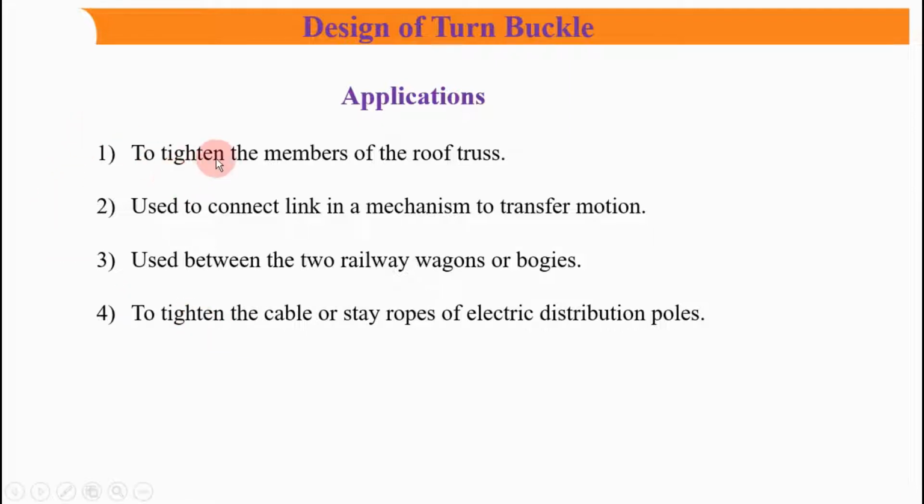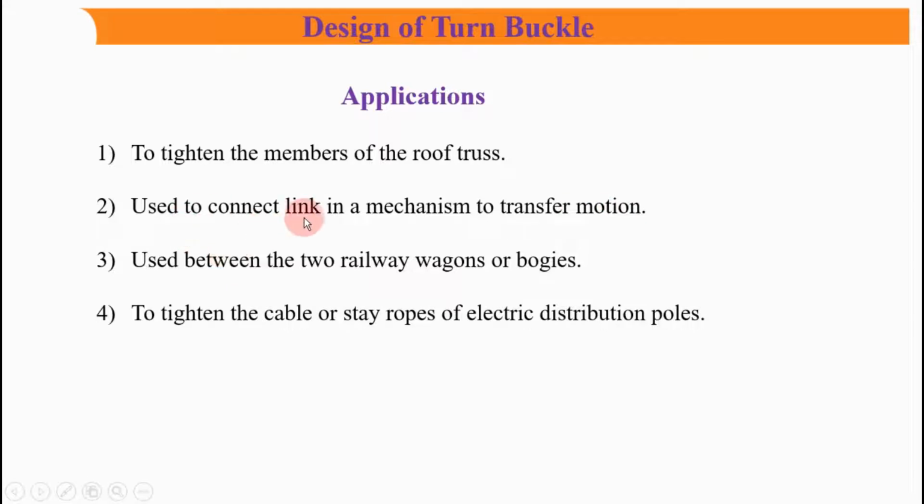The first point is to tighten the members of the roof truss. All of you have seen roof trusses. Roof trusses are usually seen in workshops, industry roofs, or some shade, if you are opening some kind of working area. At those places you can easily see roof trusses, and those roof trusses are connected by using this coupler. It is also used to connect links in a mechanism to transfer motion.